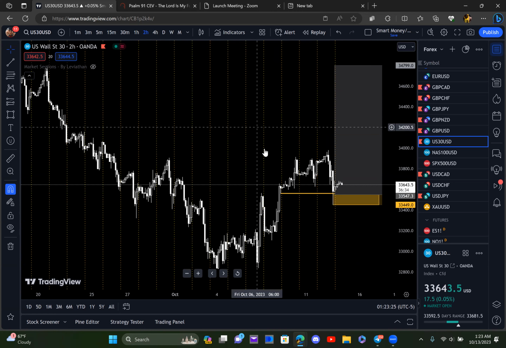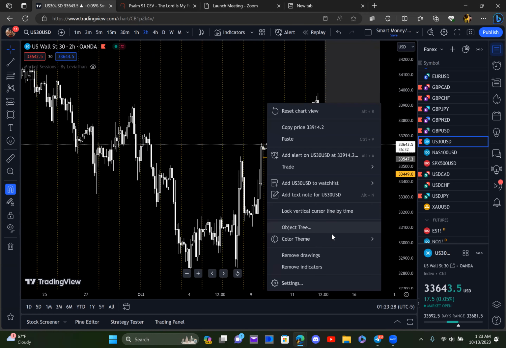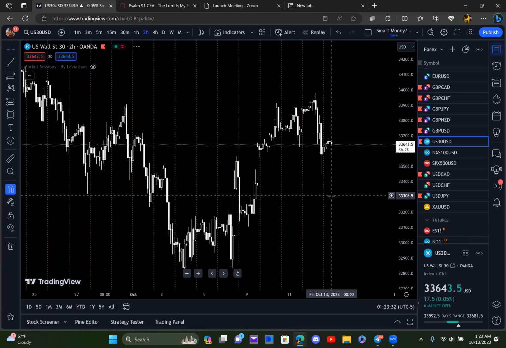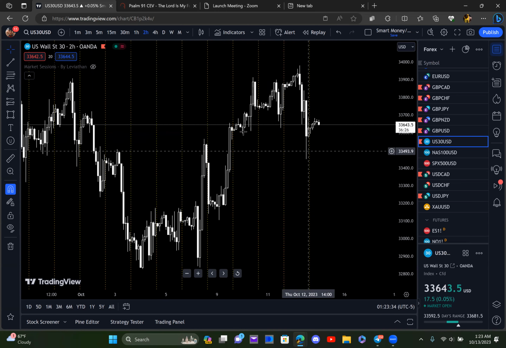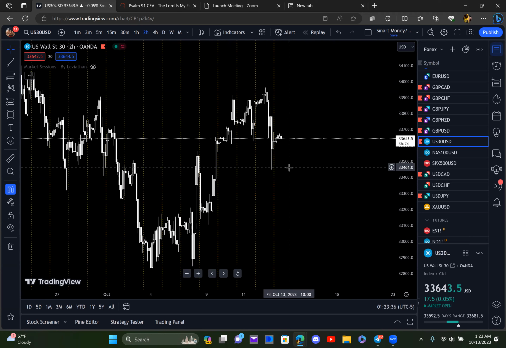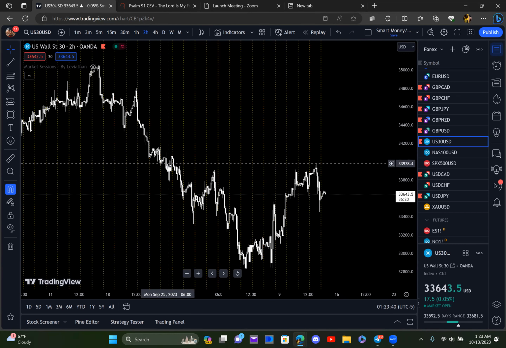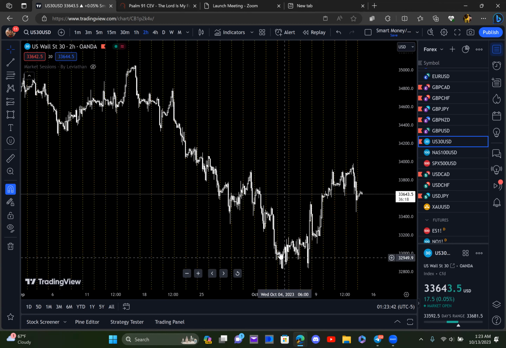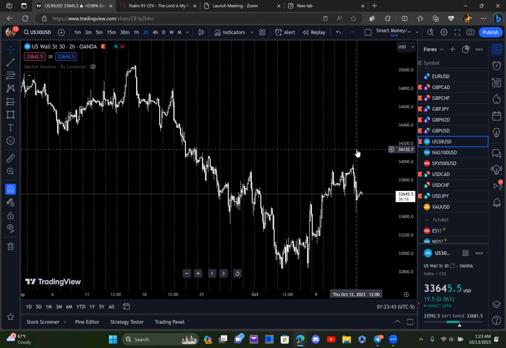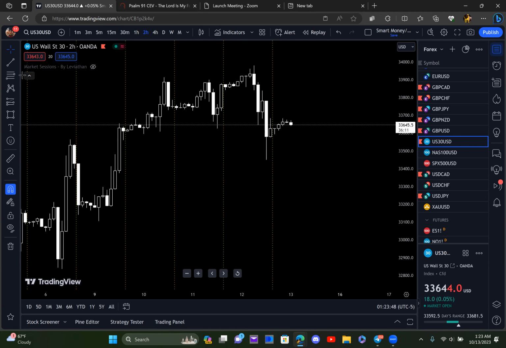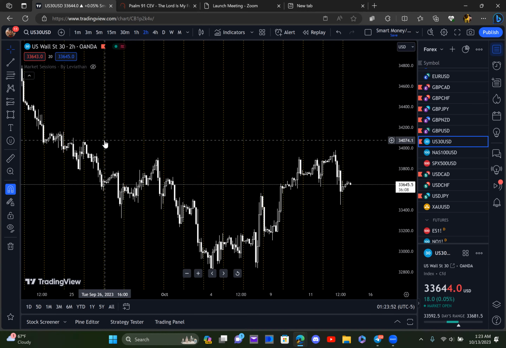We're looking at US30, my favorite pair. Let me go ahead and remove my drawing. So this is what happens. I want y'all to see how price came down, price was coming down, price was coming down. Then price started going back up. Those of you that know liquidity, where does liquidity reside? Highs, lows, equal highs, equal lows.